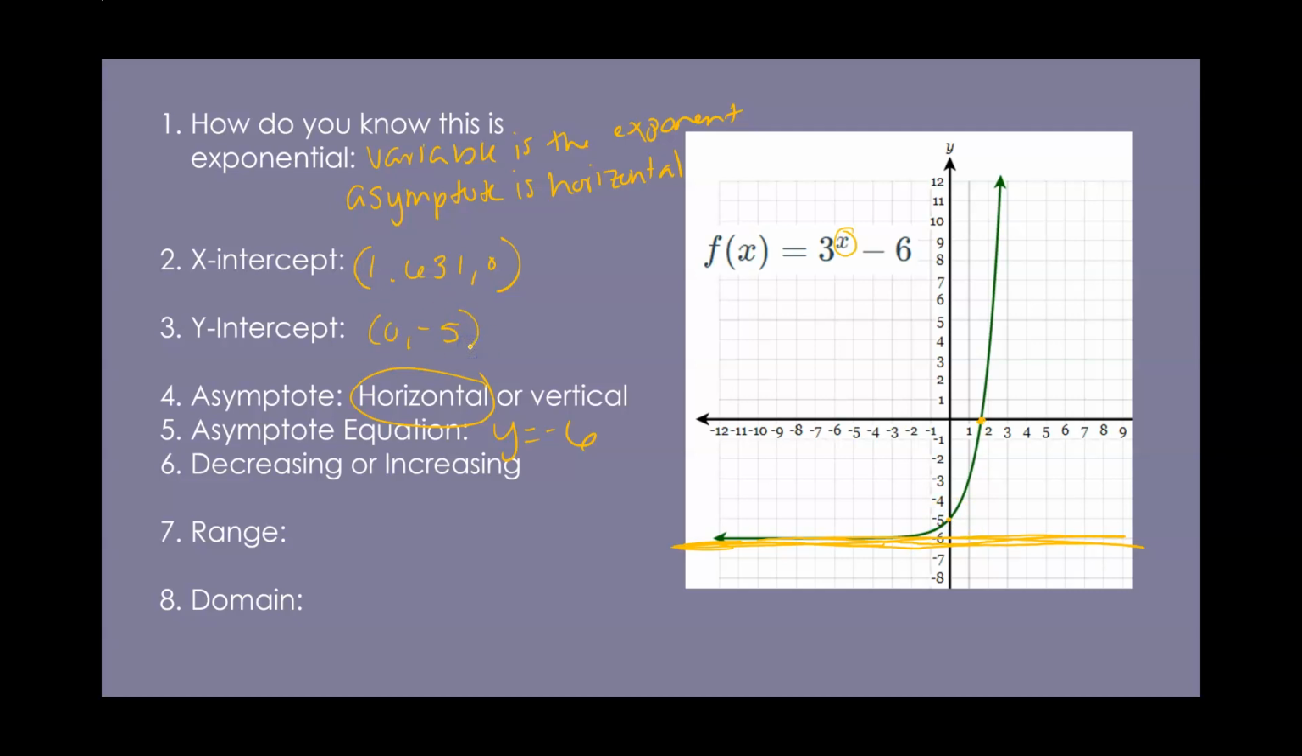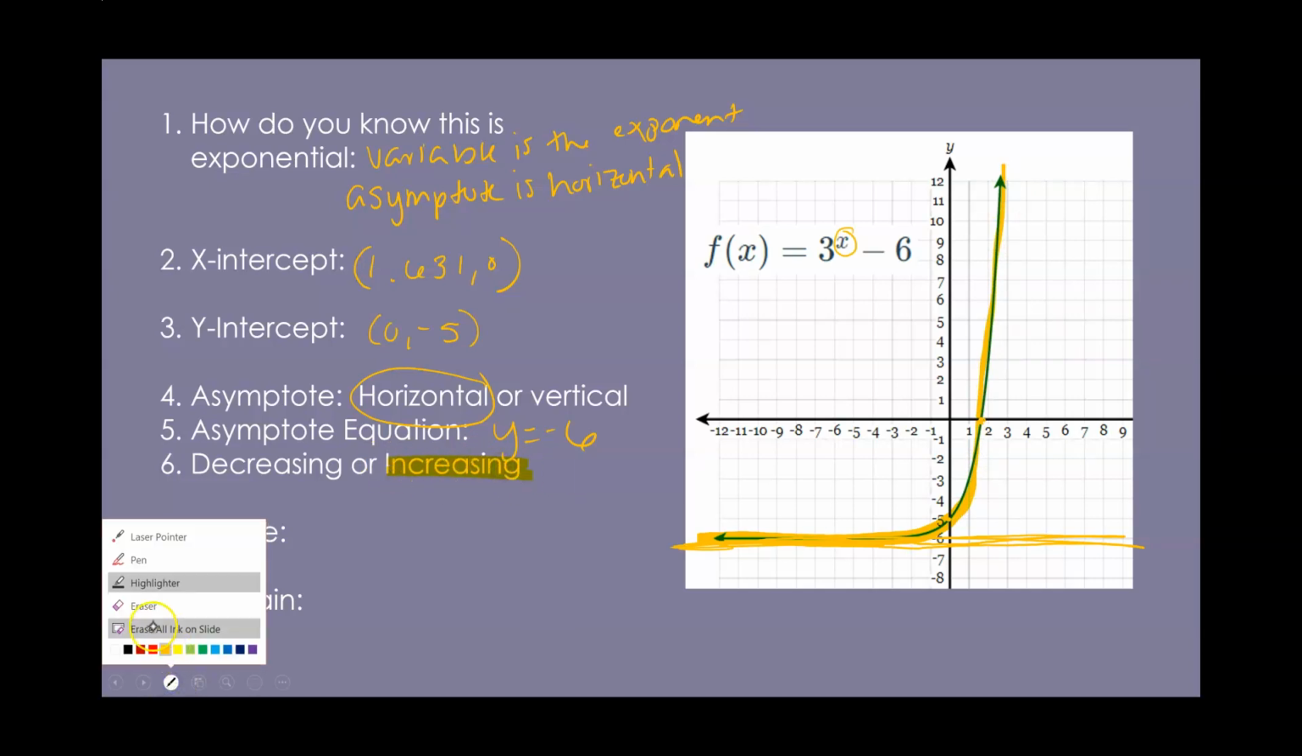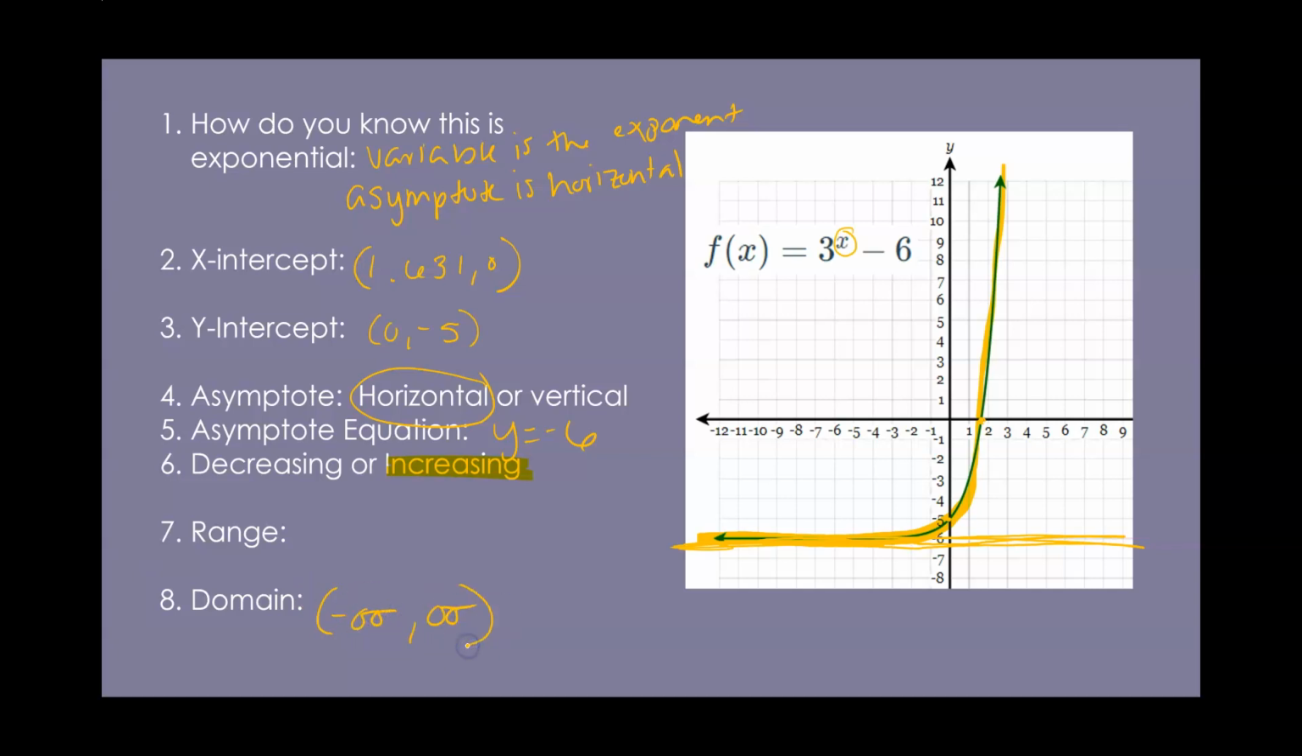Okay? Now, is this one increasing or decreasing? You're going from left to right. Are you going uphill or are you going downhill? So from the left to the right, I'm chugging along up that hill. So I'm increasing here. Okay? I already let the cat out of the bag, the secret's out there. Domain is -infinity to positive infinity.